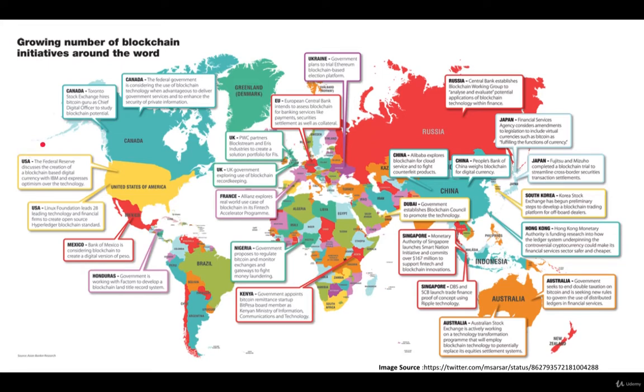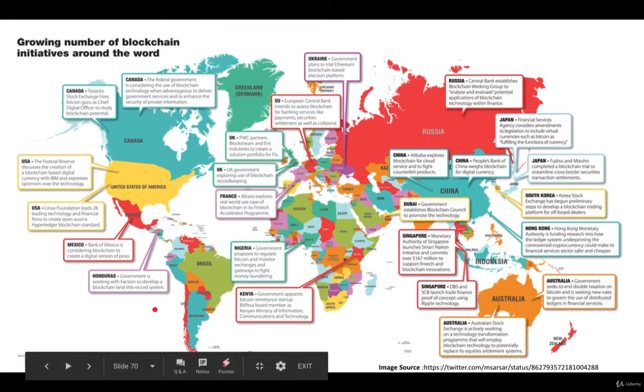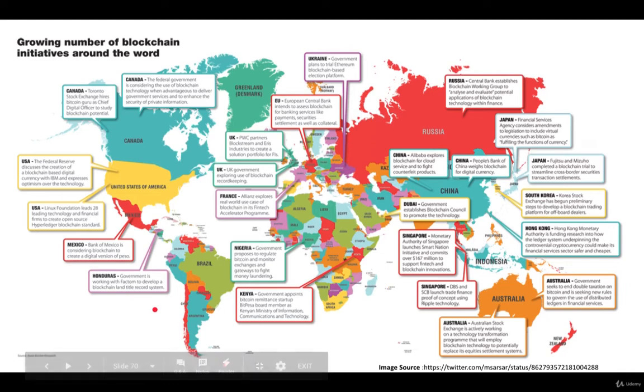In USA, the Federal Reserve is discussing the creation of a blockchain based digital currency with IBM and wondering whether it can be really used. Linux Foundation leads 28 leading technology and financial firms to create an open source Hyperledger blockchain standard. In Mexico, the Bank of Mexico is considering blockchain to create a digital version of the peso. In Honduras, the government is working with Factum to develop a blockchain land title record system. We'll be talking about land titles a little later in one of the government use cases.